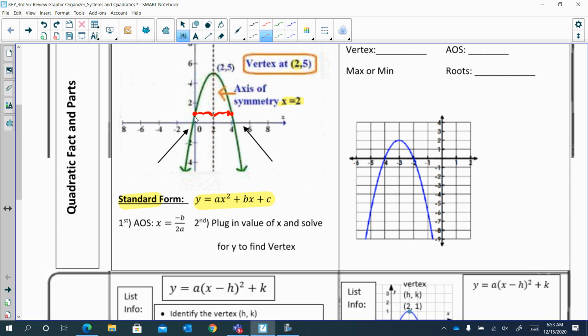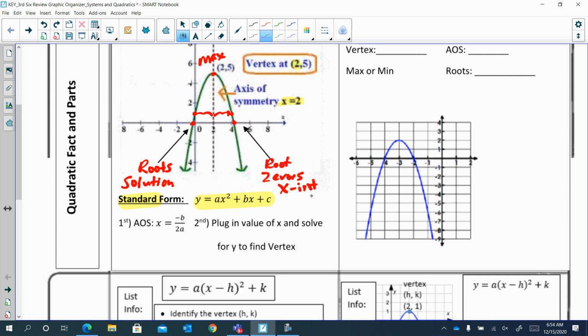Also, it's not on here. You have to understand if you have a max, this would be a max because it opens down, versus a min. And you also need to know what they're pointing to here are what we call the roots. Your roots are also your solutions. They're also called your zeros. They're also called your x-intercepts. So you just got to know they're all the same.